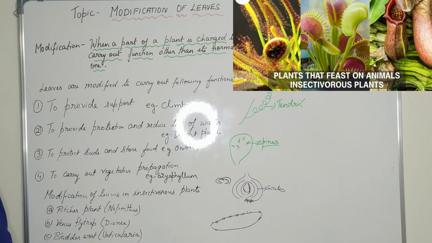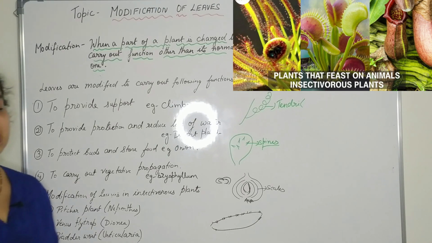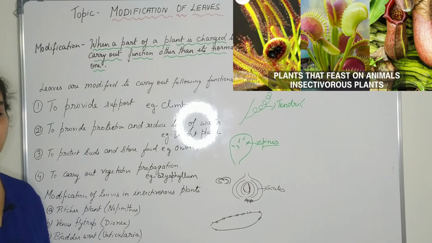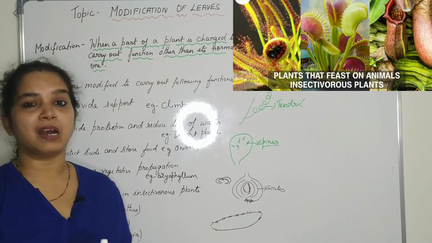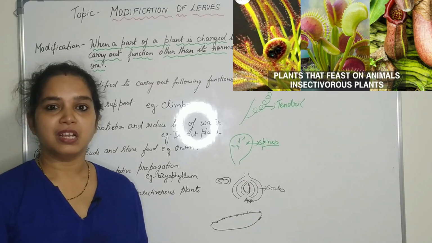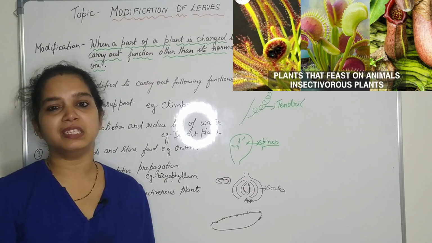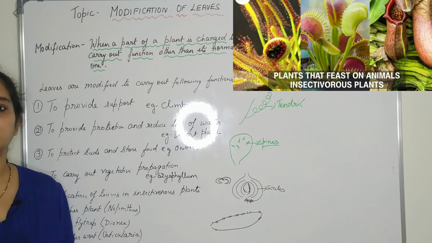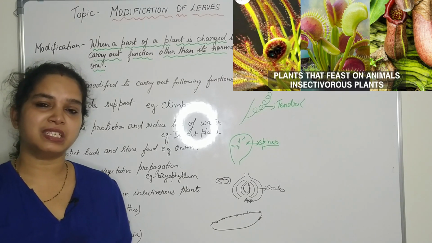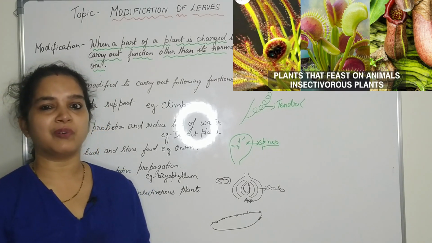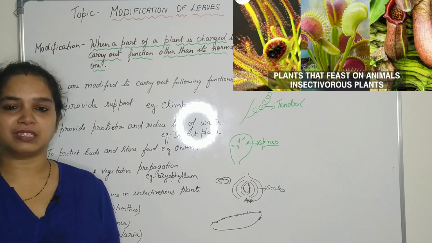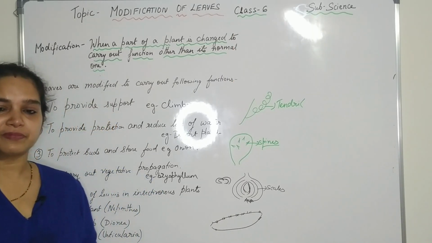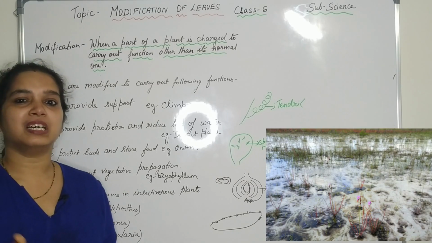Some modification can also be seen in some insectivorous plants. What is an insectivorous plant? The insectivorous plants are mainly carnivorous plants, those that feed on insects. They are autotrophs, that is, they prepare their own food, but they grow in marshy areas which are devoid of nitrogenous substances. So in order to take nitrogenous substances, they feed on other insects.